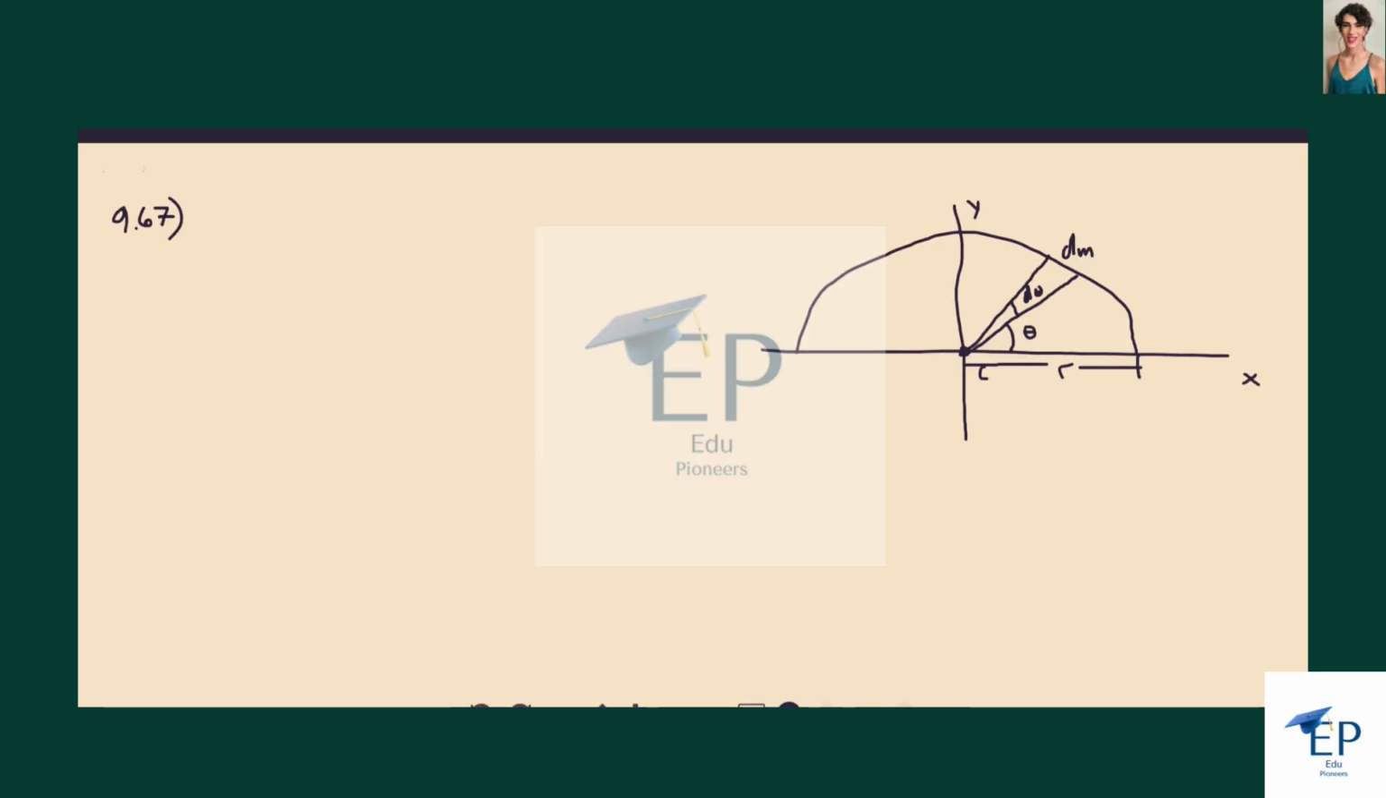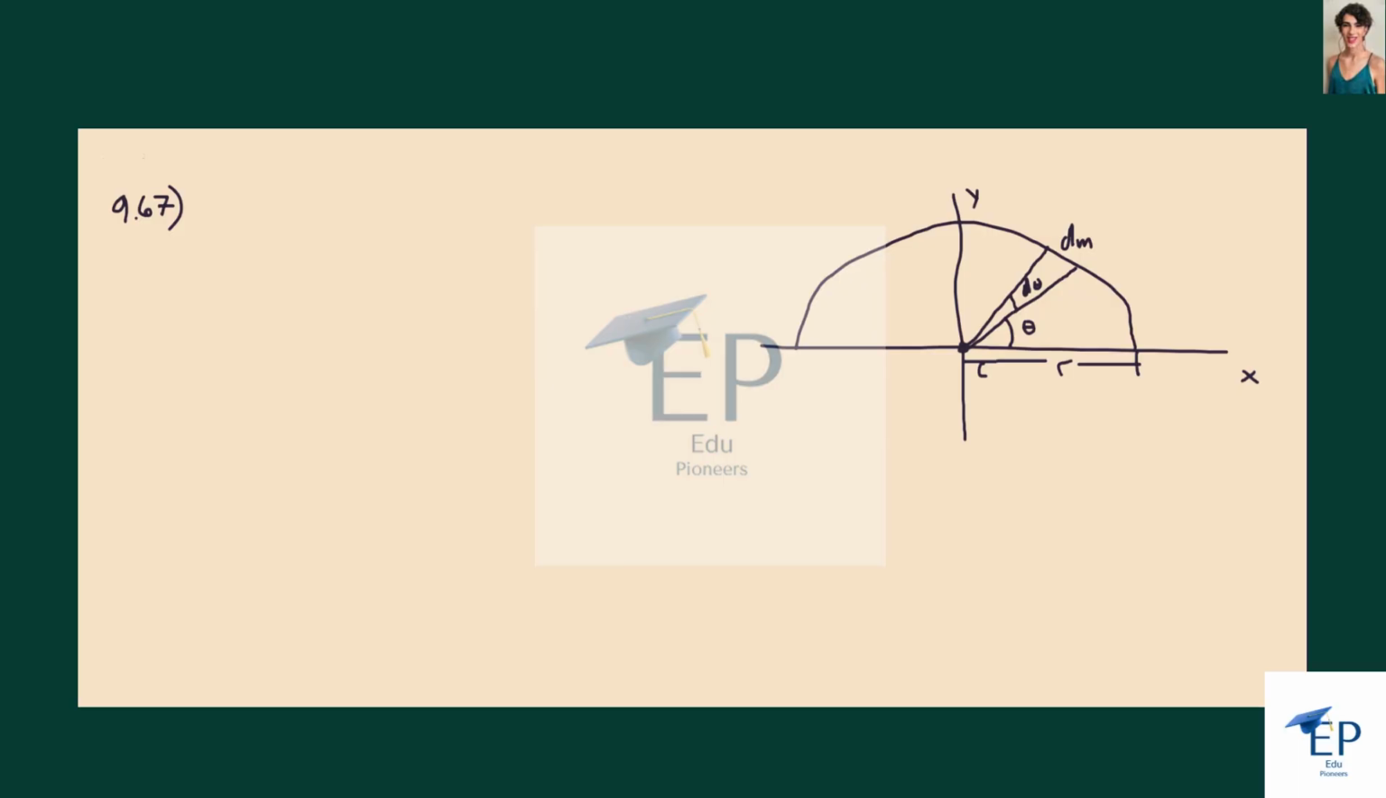Okay, so we're doing chapter 9, problem 67 here. We have a uniform thin wire and it's bent into a semicircle of radius r. We want to determine its center of mass with respect to an origin at the center of the full circle. So here we have the center of the circle at our origin, our coordinate system. And immediately we should see that by symmetry we know the center of mass in the x position is 0.